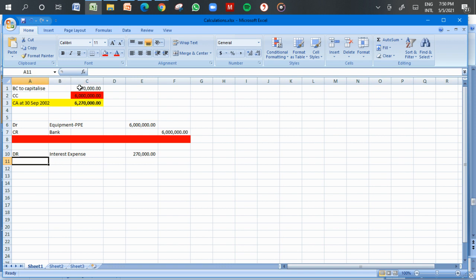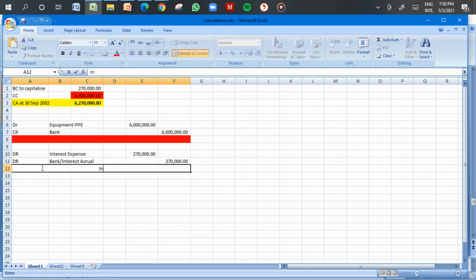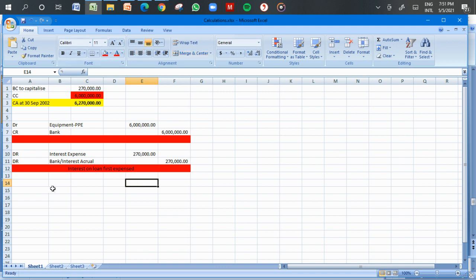Then here, maybe you're actually paying, so it's a bank, or you can say interest accrual. You put the 270,000. So this one, let me do the narrations here because it's very important. You say interest on loan first expensed. That will be your narration. You say interest on loan first expensed. And the second journal, this should be a credit.